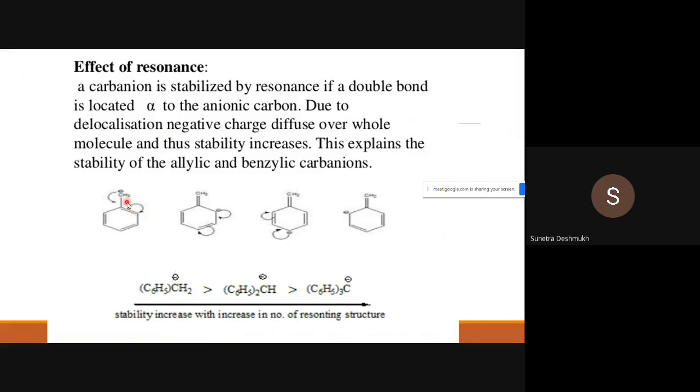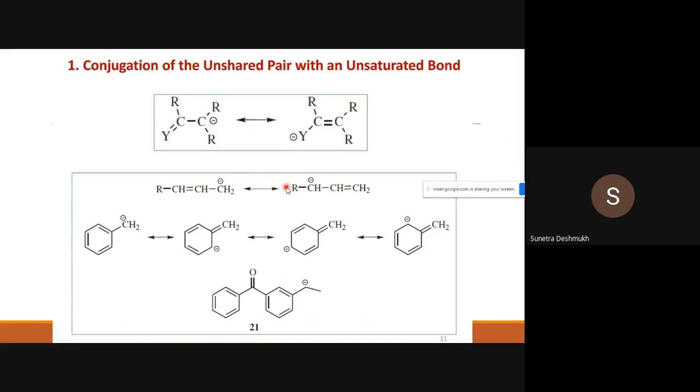Here if we increase the phenyl rings on this CH2, if two phenyl groups are present, then again the stability increases with increasing number of resonating structures. So C6H5CH2 minus is more stable. After that, diphenyl benzyl anion is less stable, and triphenyl benzyl anion is the least stable as per the reference. Okay, so the next slide, conjugation of the unshared pair with an unsaturated bond.